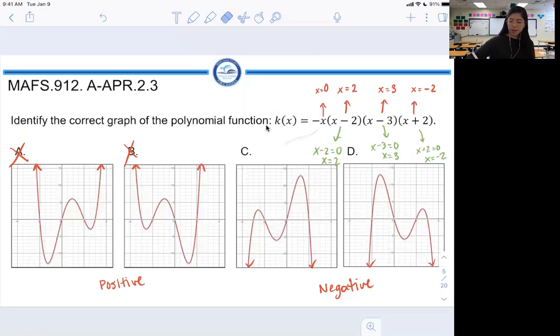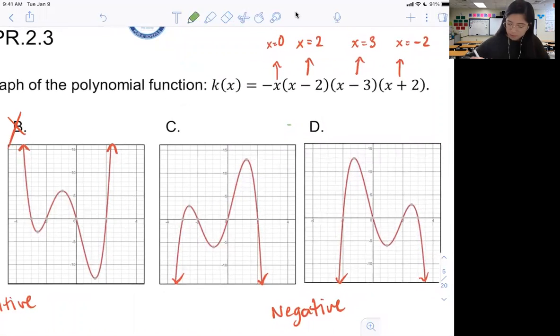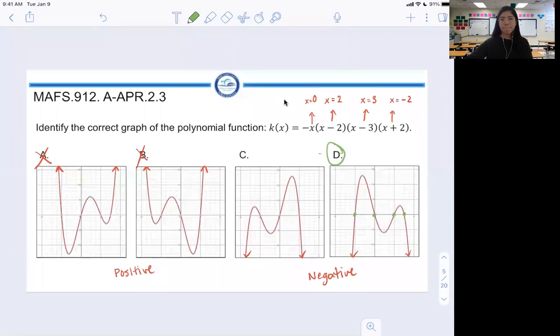All right, now I've got all my x-intercepts, and now we just got to match them up. Let's see if it works out for us. +2, 0, -2, and +3. Yeah, it's answer choice D. Does anyone want to explain that one more time, or how do we feel about that? Nice job, Jalen.